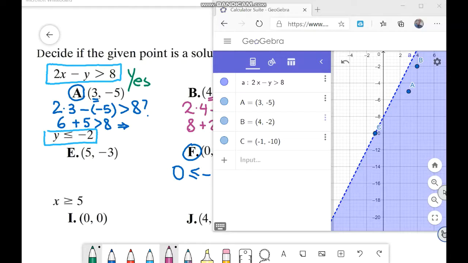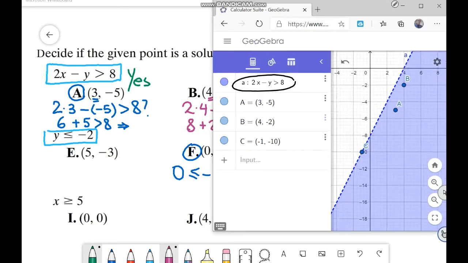Another way of working out this first part is using the graphing calculator. You type here the inequality. Okay, this is the inequality. 2x minus y greater than 8. And you're going to have the graph. And then you type the points. Point A, 3 and -5. Point B, 4, -2. Point C, -1 and -10.